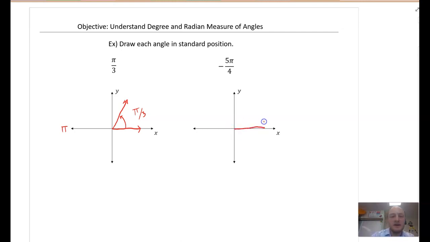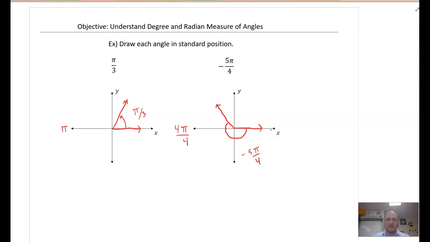All right, negative 5 pi over 4, okay? So here is my initial side, okay? And I'm going negative, so I'm going to go around here. So that's pi, but notice my denominator is out of 4. So isn't this 4 pi over 4, right? That's 1 pi, 4 pi over 4. And I want another 1/4, okay? So that's here. Right? So there is negative 5 pi over 4. All right? And that's graphing an angle.